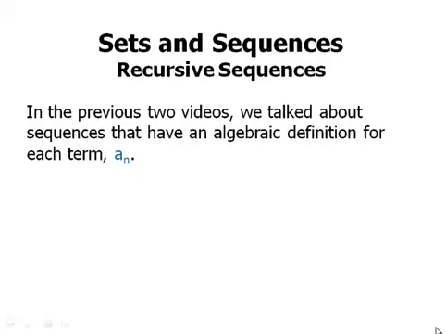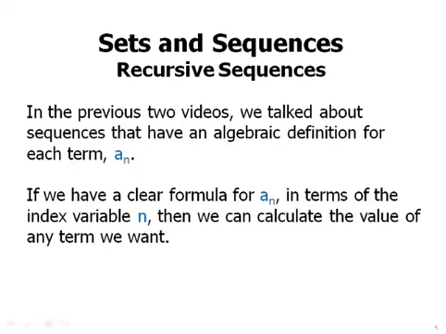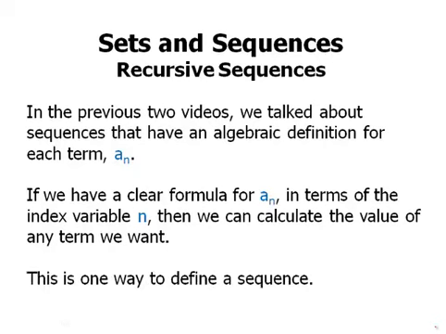In the previous two videos, we talked about sequences that have an algebraic definition for each term, a sub n. If we have a clear formula for a sub n in terms of the index variable n, then we can calculate the value of any term we want. That is one way to define a sequence. And so that includes both the algebraic sequences as well as arithmetic sequences for which we can construct a formula.